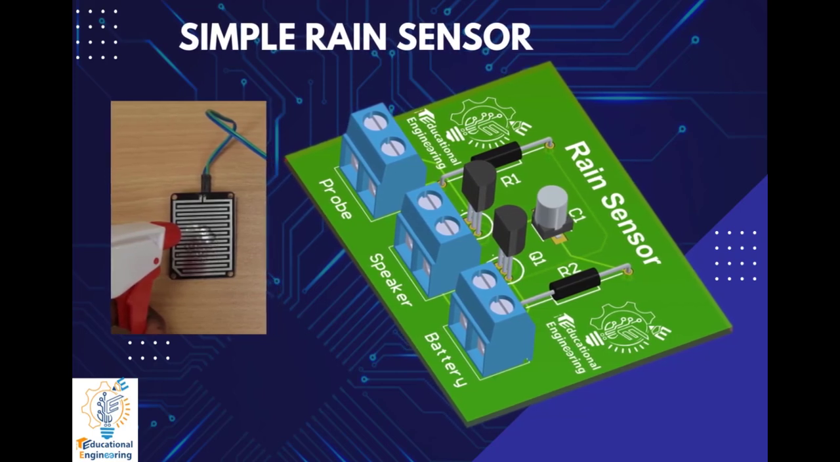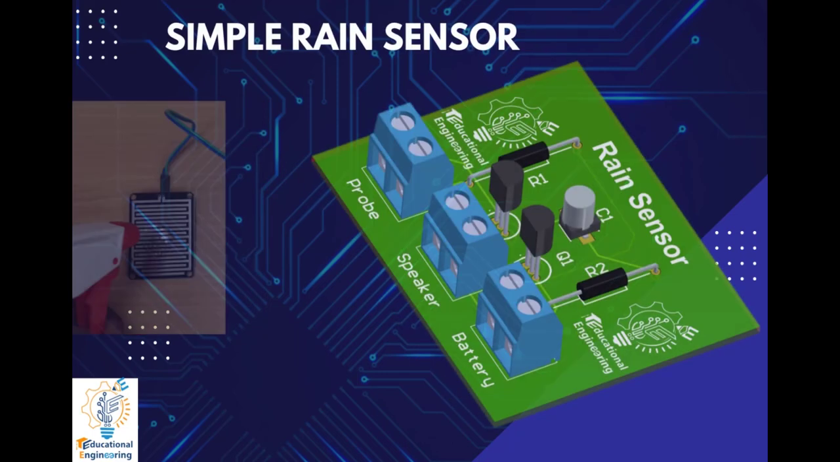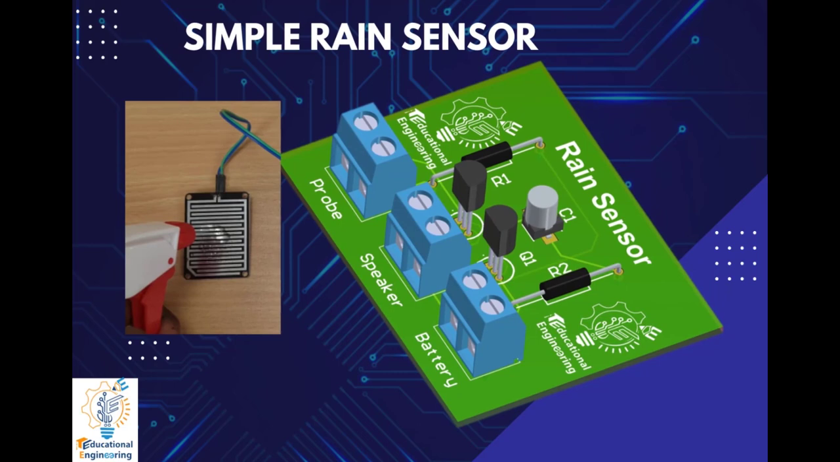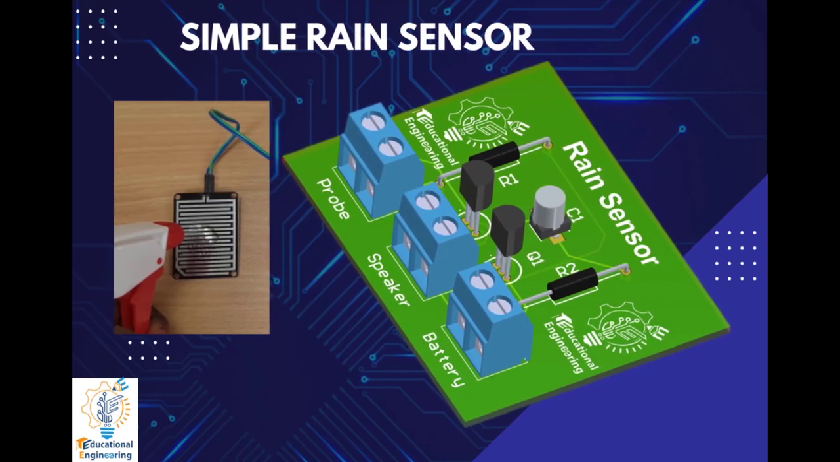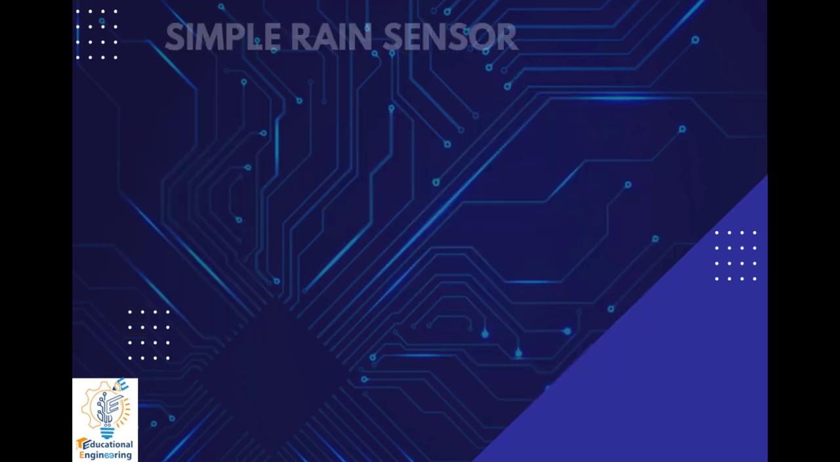Hi, and welcome again to another video. Today, we're gonna learn how to design a simple rain alarm using Altium Designer. This circuit is used in homes to guard wash clothes and other things that are vulnerable to rain when they stay in the home.